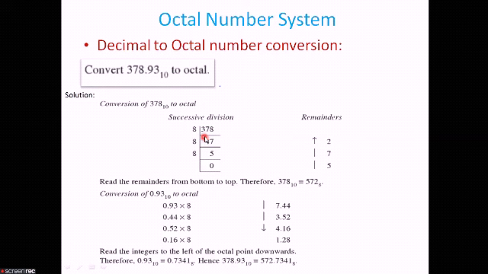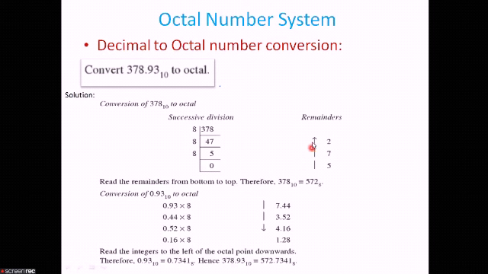Now just see it. When we are dividing 378 by 8, we are getting the remainder as 2. When we are dividing 47 by 8, we are getting the remainder as 7. And when we are dividing 5 by 8, we are getting the remainder as 5. So we have got the individual remainders, that is 572, and we will be taking the remainders from the bottom to the top.